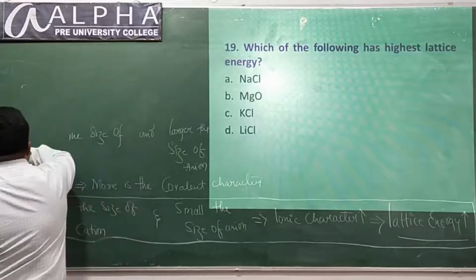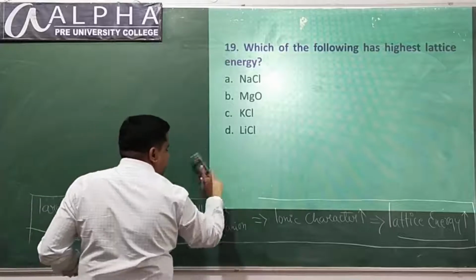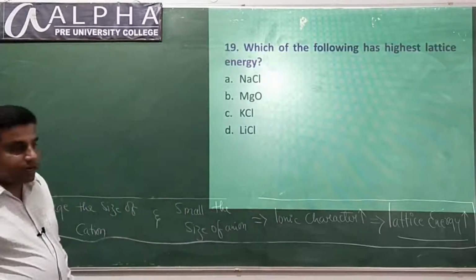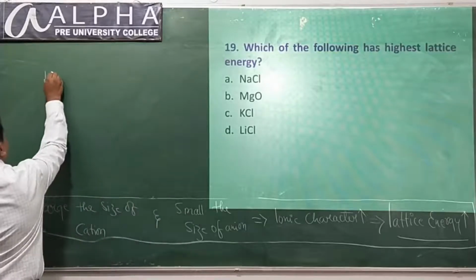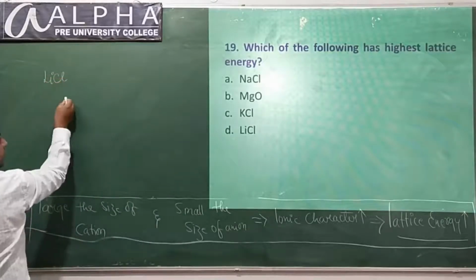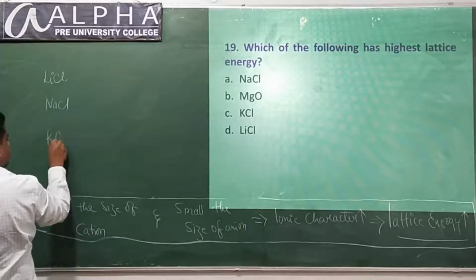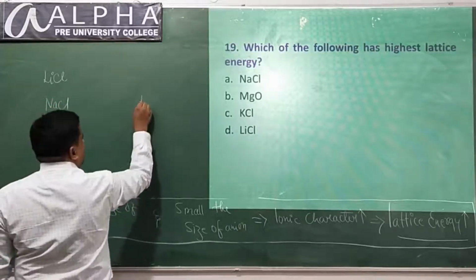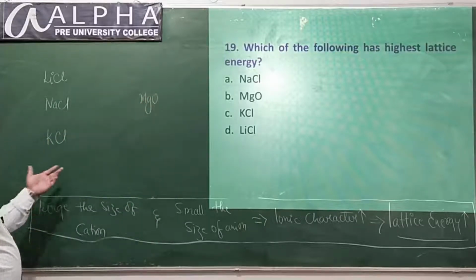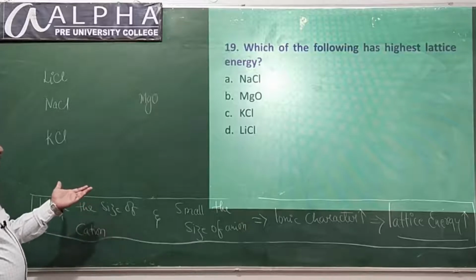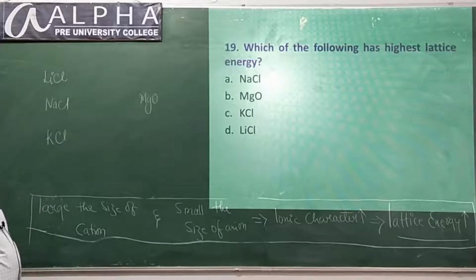Now, I'll take the compounds that are given. Which are the compounds that are given? We have lithium chloride, sodium chloride, potassium chloride and magnesium oxide. I'll tell you why I wrote it like this.